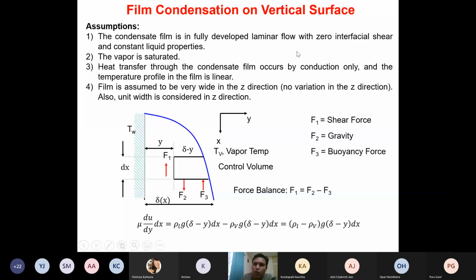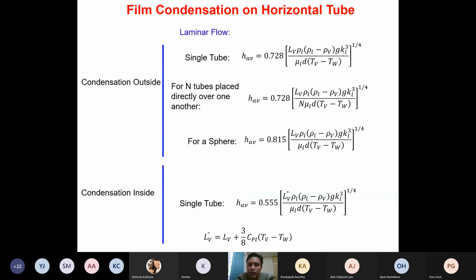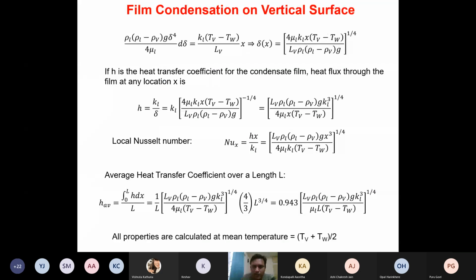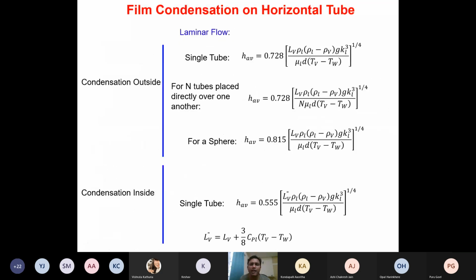For a turbulent flow, the correlations are already given in the book. I have not noted down here. For a laminar flow, again, the condensation can take place on the outside film, outside tube. So in this case, you can see the condensation is taking place on the outside of this plate, isn't it? Outside of the plate. So whenever we are looking at condensation outside, single tube we are using.